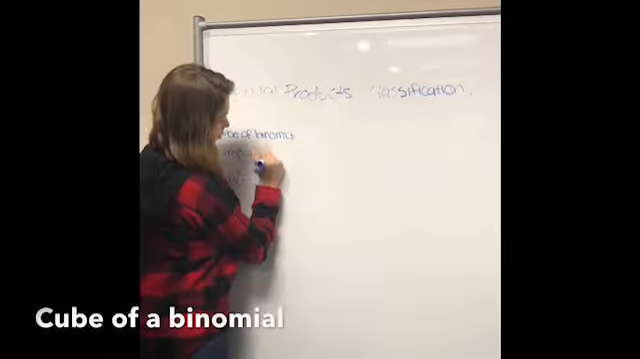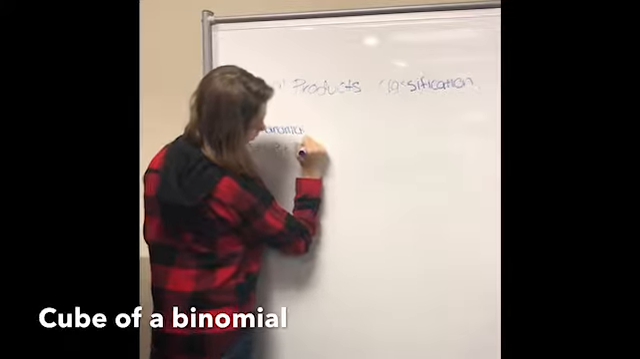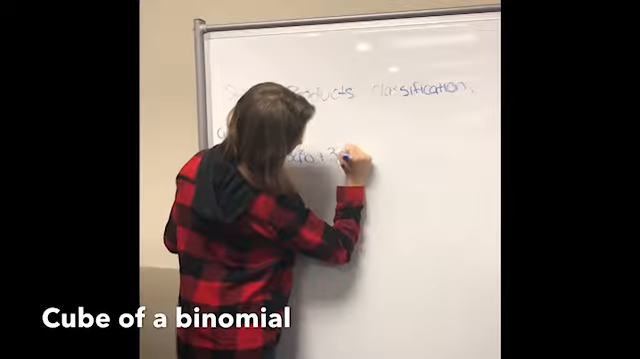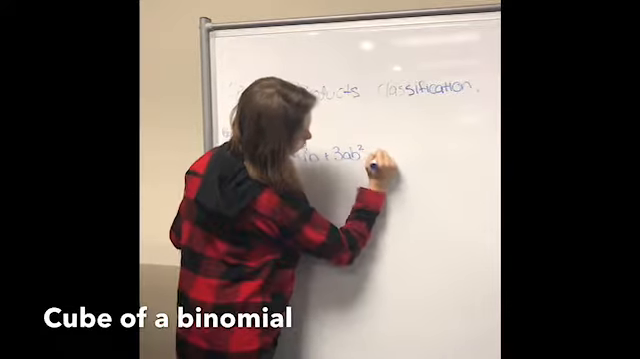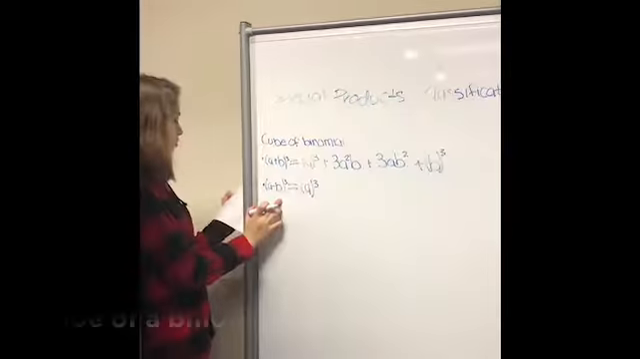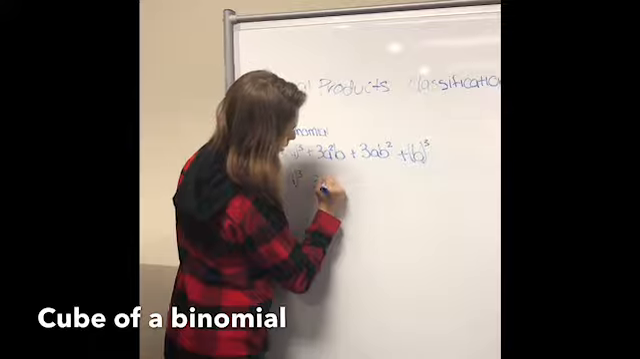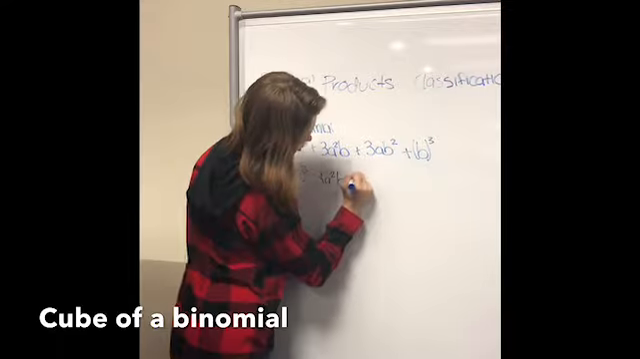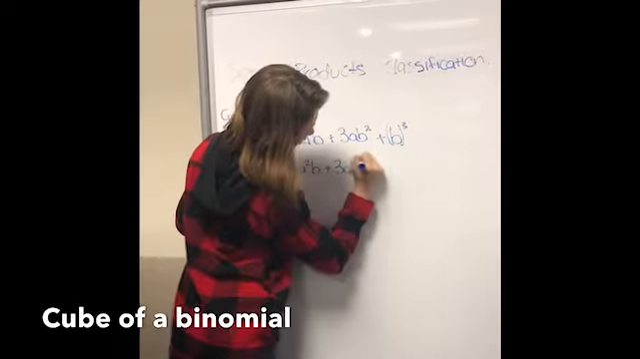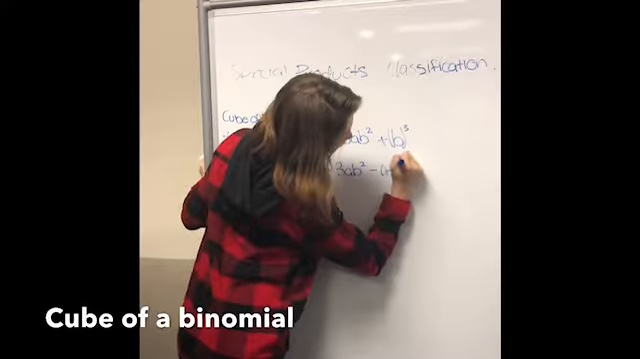First you put a to the third power, then you add 3 times a to the second power times b, plus 3 times a times b to the second power, plus b to the third power. And for subtraction it will be a to the third power minus 3 a to the second power times b, plus 3 times a times b to the second power, minus b to the third power.